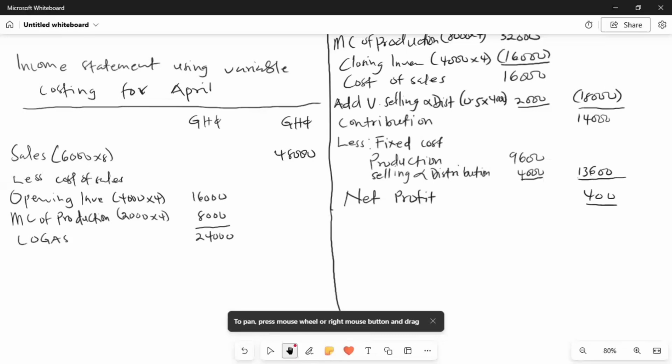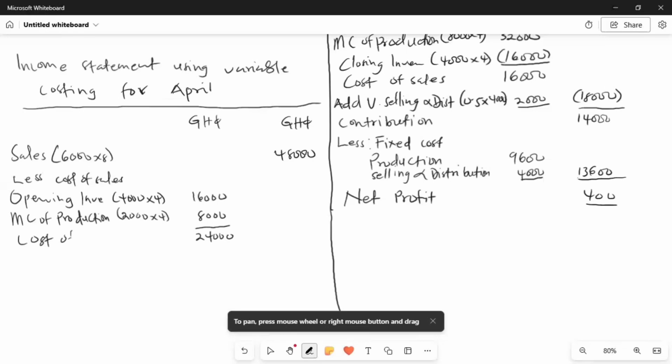Then what you find out is the closing stock. When you check this one, the sales unit was 6,000. So in the month of April, we had 4,000 plus 2,000 units to sell. It is 6,000, meaning all the 6,000 was sold. Meaning we don't have any closing units. So this will be our cost of sales.